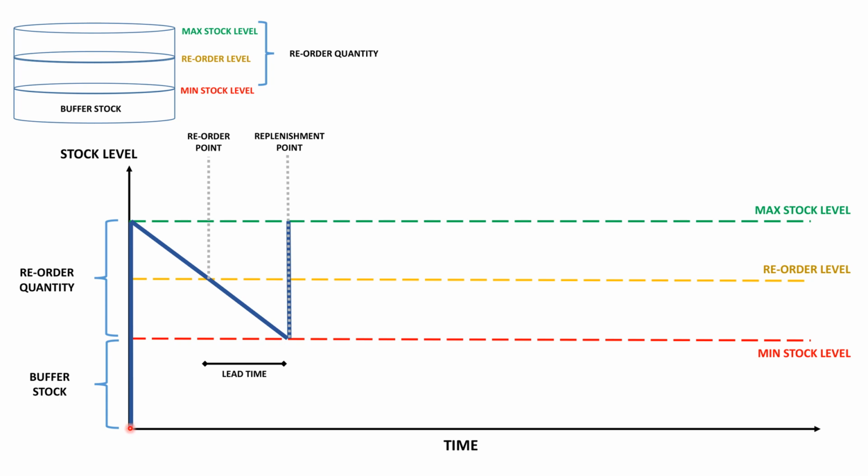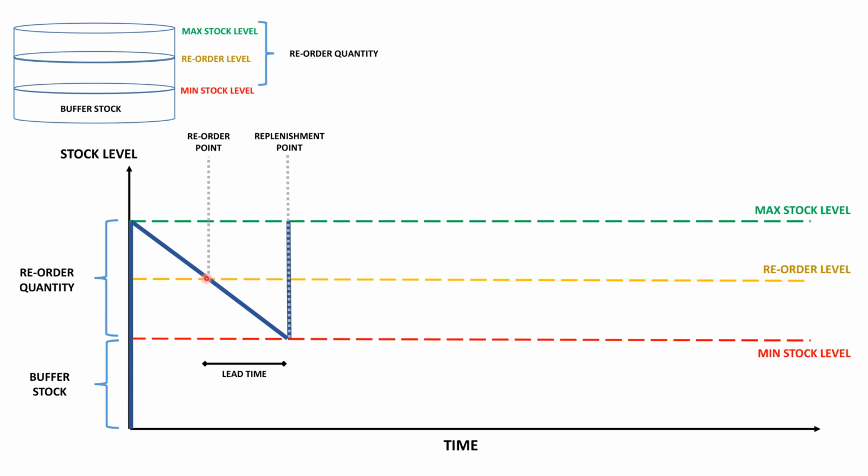Now we'll see how this model works. At the beginning of the construction, the stock level will increase from 0 to the maximum stock level, which we can see as a blue vertical line at time t equal to 0. Once the project starts, the quantity of material stored at the site gradually reduces, and at a certain point of time it reaches the reorder level. As soon as the stock reaches the reorder level, it is time to reorder the stock. That point we call the reorder point.